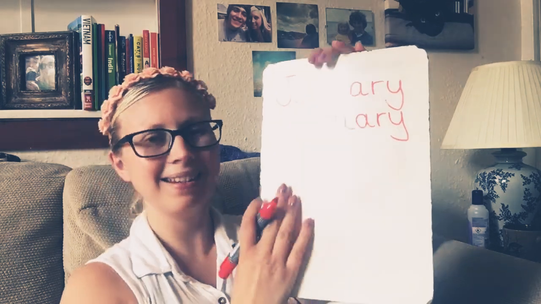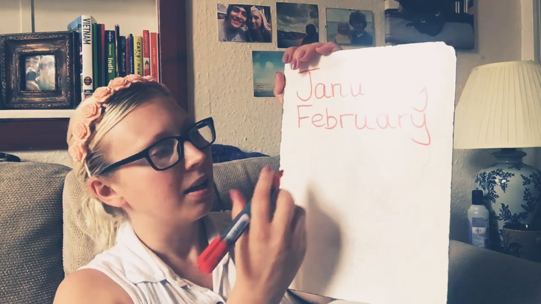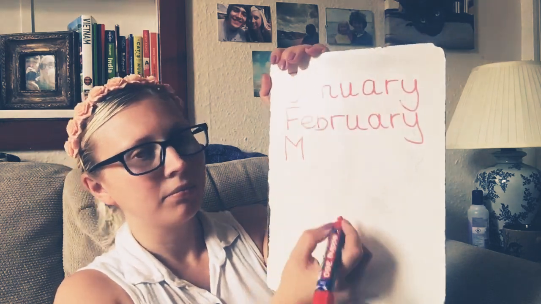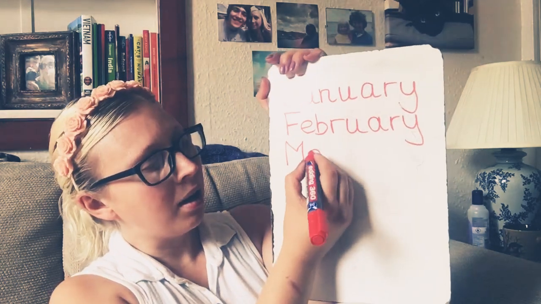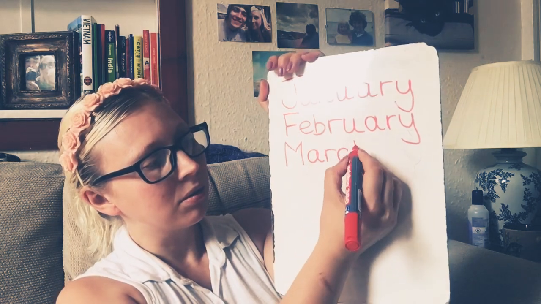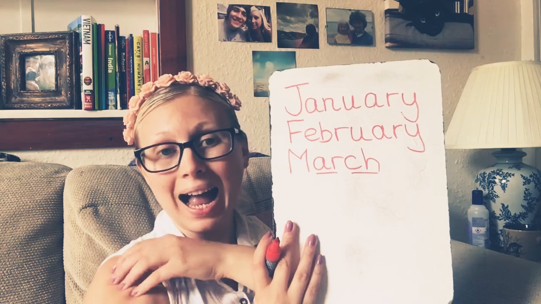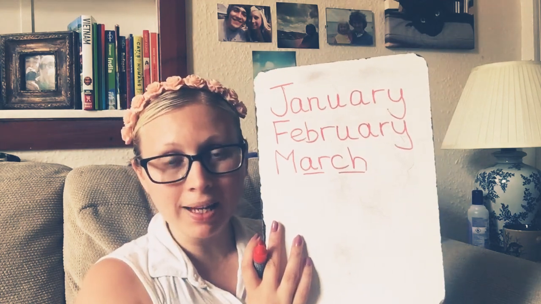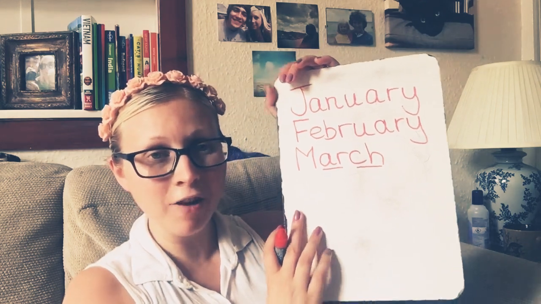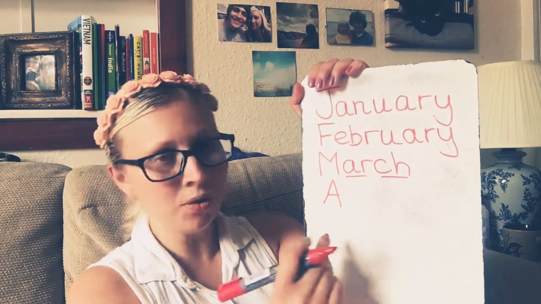Well done. Now I wonder if you can write March. A capital M. Start the car. R. And a ch. Well done. Now for April, instead of our ai spelling of A, we have a capital A, like Ava. So we go like that. Can you do a capital A like Ava?